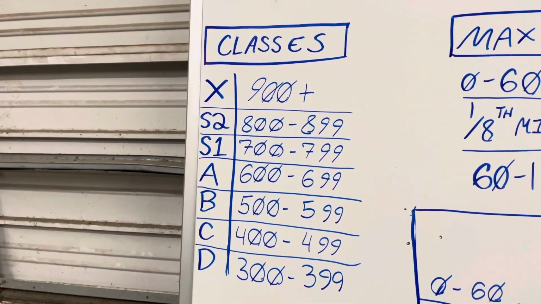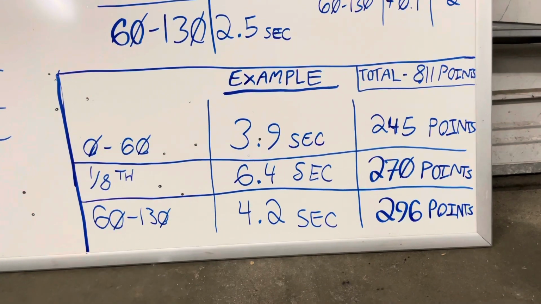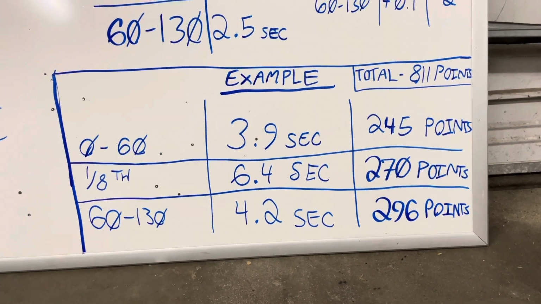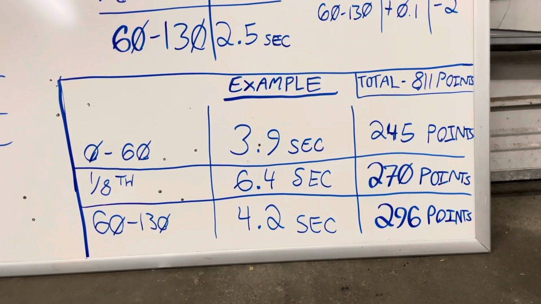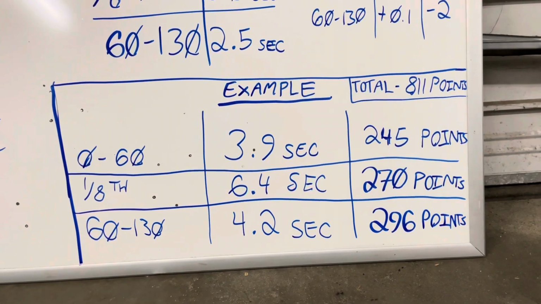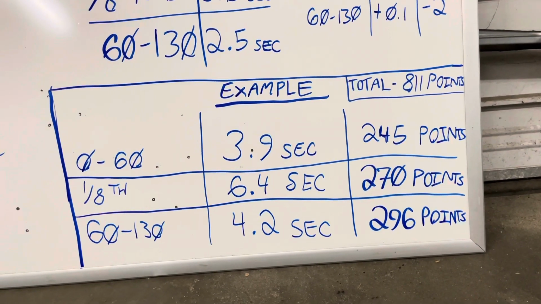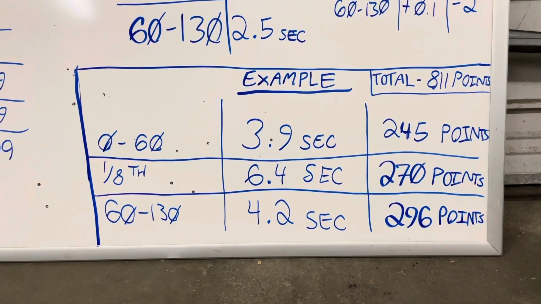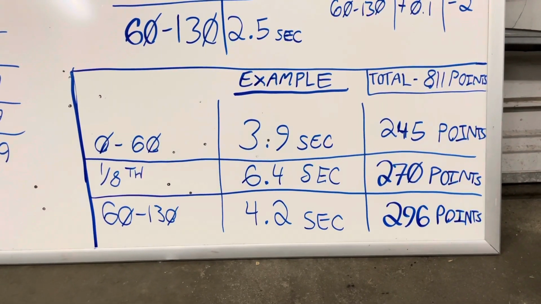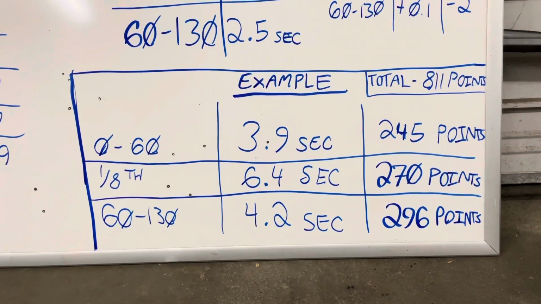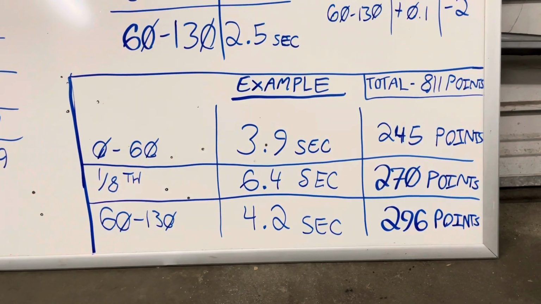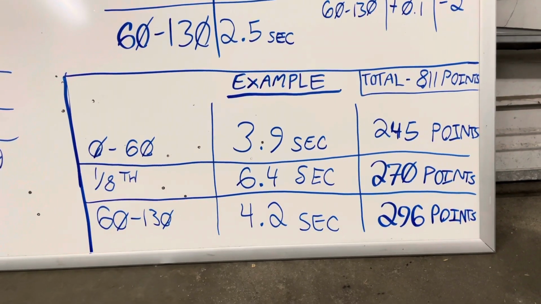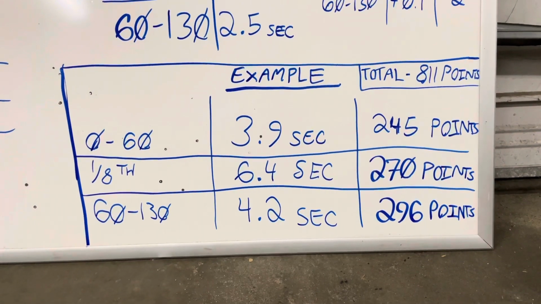To show the difference, say for the 0 to 60, instead of a 3.9, you run a 4.0. That would put you at 240 rather than 245. But for the 60 to 130, if you do a 4.3, you would only be moved to a 294 rather than a 296. It doesn't go down by 5s, it goes down by 2s.